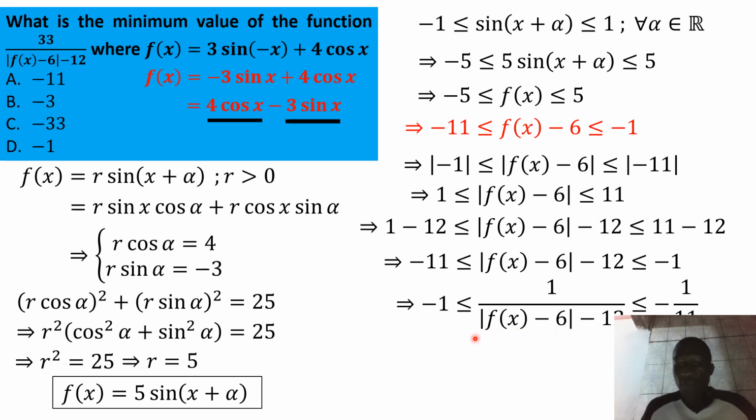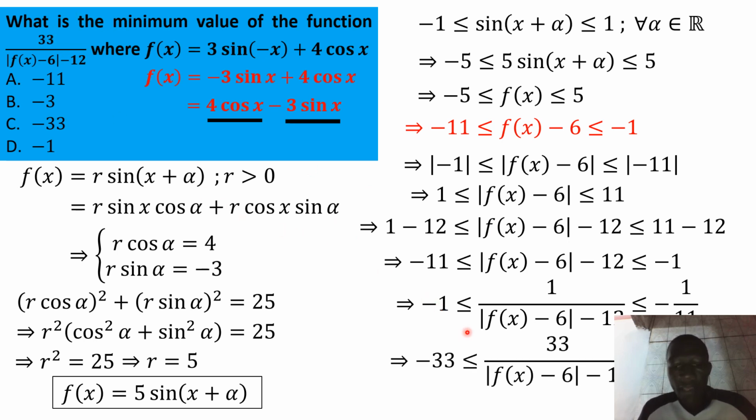All right, so from there now, what next do we have to do? We need to multiply all through by 33, and since 33 is a positive number, the inequality signs remain the same. So here becomes -33, the center becomes the function I'm about to find its minimum value, and the upper bound is -33 over 11. Since I need the minimum value, I need its smallest value, so we are going to take -33. If you needed the maximum value, you would take -33 divided by 11. So in a nutshell, the correct response is C.